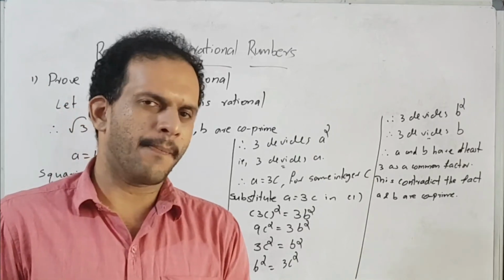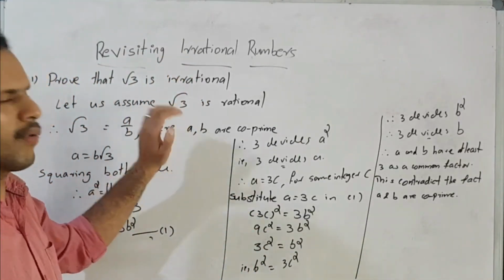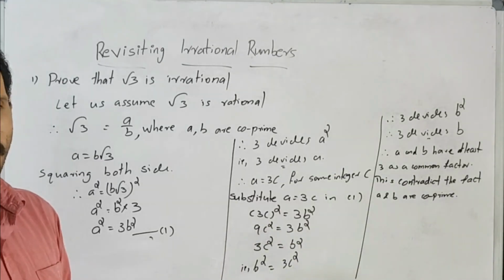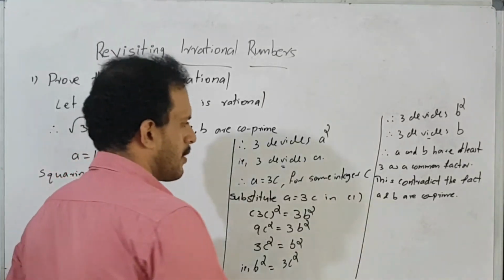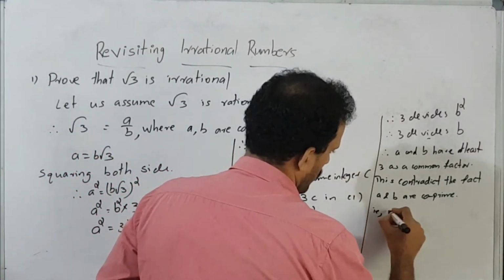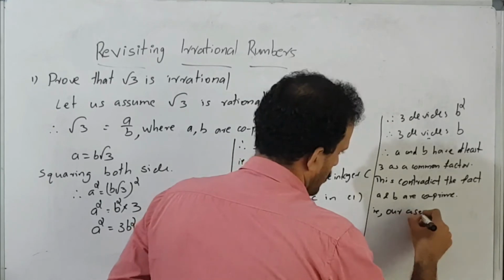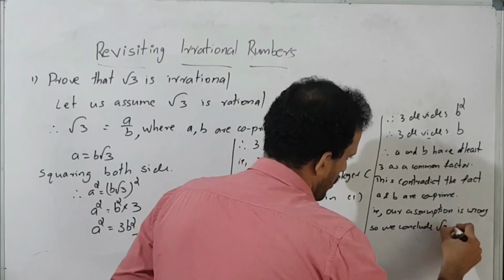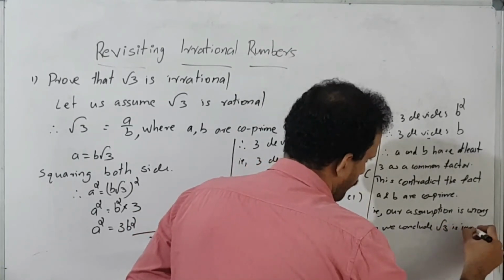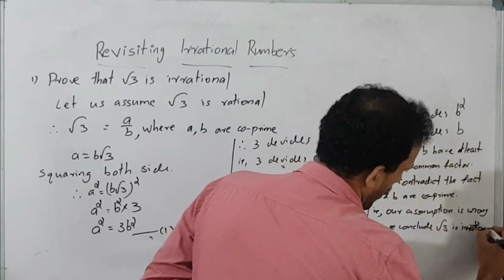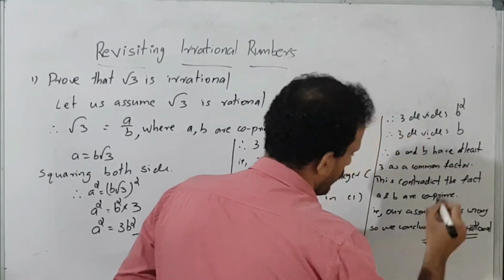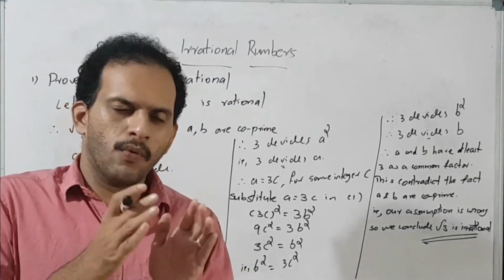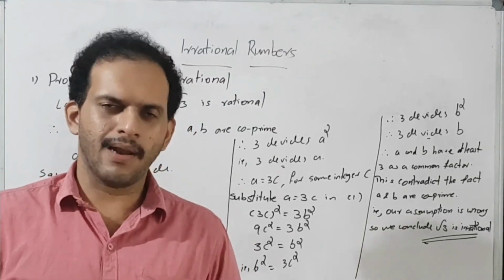Why did this happen? This happened because our assumption is wrong. That is, our assumption is wrong. We conclude root 3 is irrational. So we conclude root 3 is irrational. Then now we have proved it: root 2 and root 3 are irrational numbers.